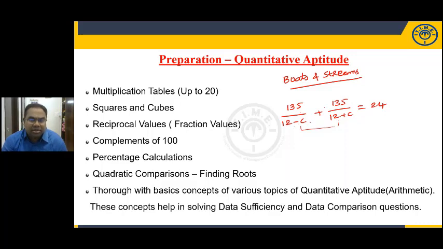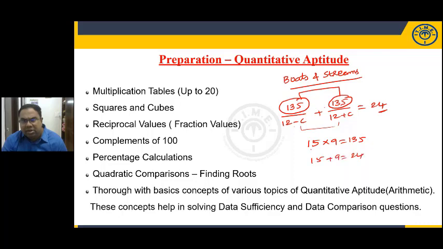Without all those, let's see. What are the numbers you can see? 135. If you add these two, we should get 24. Which multiplication table do you come across 135 in, from 1 to 20? Either in the 5th table or the 15th table. Look at the 15th table. 15 into 9 is 135. What is 15 plus 9? 24. So one should be 15, the other value should be 9, such that my sum is 24. So the C value should be 3.